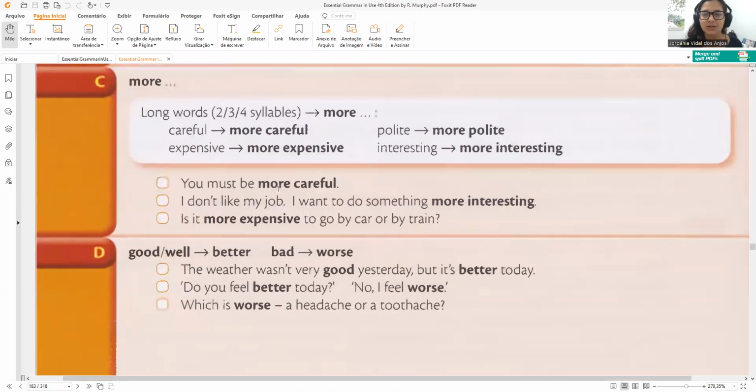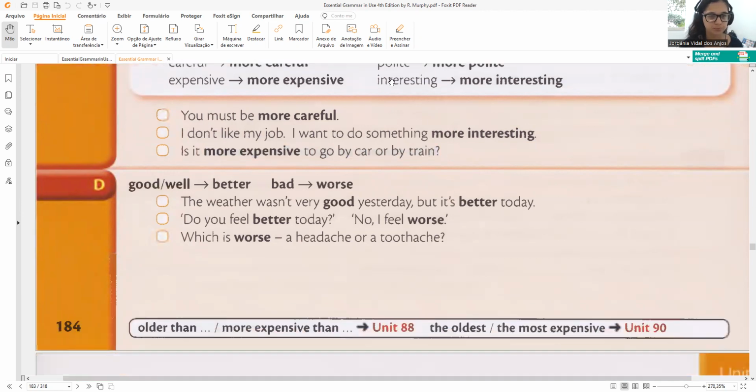So, you must be more careful. Você deve ser mais cuidadoso. I don't like my job. I want to do something more interesting. Não esquece de repetir. Don't forget to repeat the sentences. It is more expensive to go by car or by train. Is it more expensive to go by car or by train? Okay?